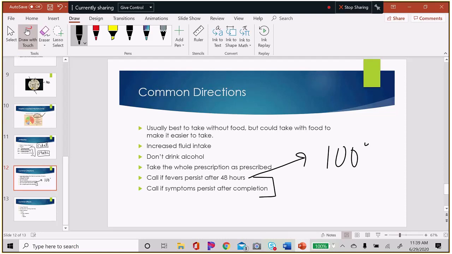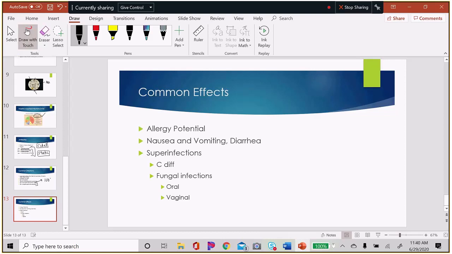The other thing is if the patient has symptoms from the infection after they've completed the antibiotic, then it's possible that they need more or it wasn't completely the right one. So again, they should call. So if the patient is taking an antibiotic because they have a UTI, but they finish the medication and they still have frequency and pain with urination, then they need to call because maybe it didn't work. So that's the directions for all antibiotics.